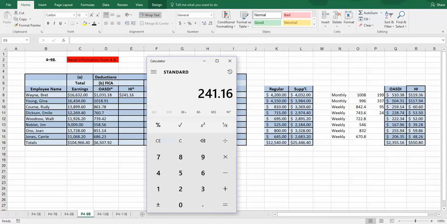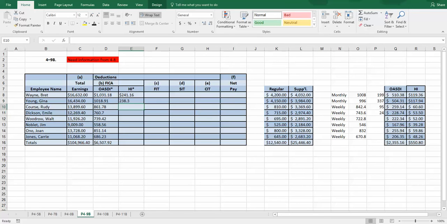Now let's do Gina Young's. 4,150 times 1.45% is $60, and here's where we're going to have to round. So we're going to clear our calculator and put $60.18 in. Then we're going to multiply that amount by 2, and then add our $117.94. So it's $238.30.